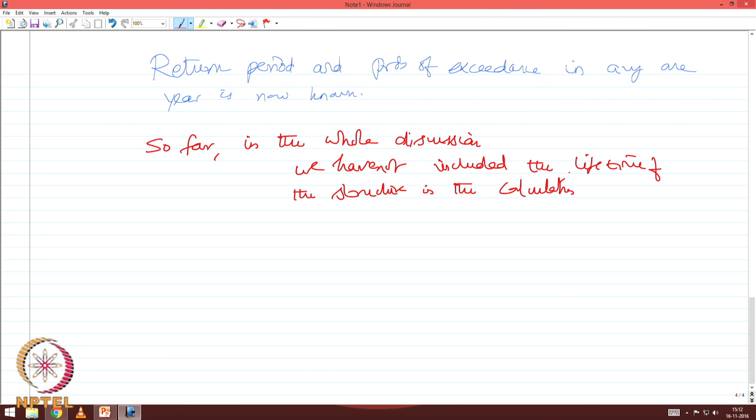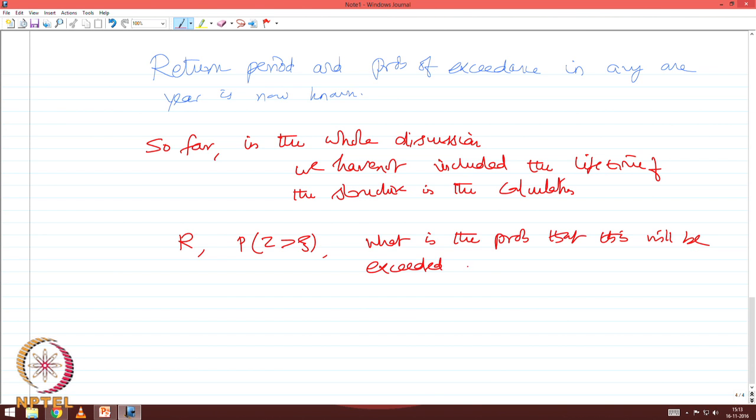The question asked here is, whatever may be the return period, whatever may be the probability of exceedance of the return period compared to any value, what is the probability that this will be exceeded within the lifetime of the structure? So, as a designer, one is interested in this question.